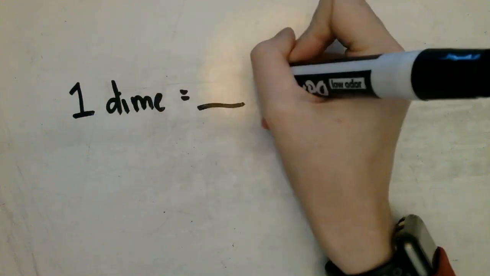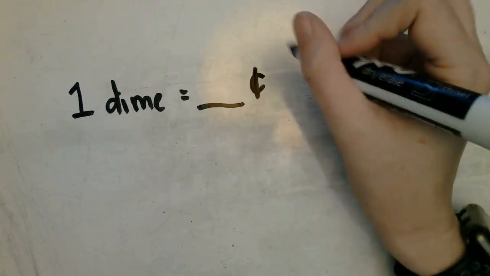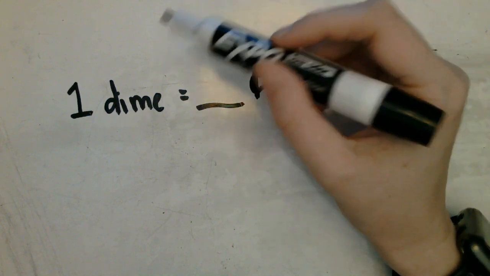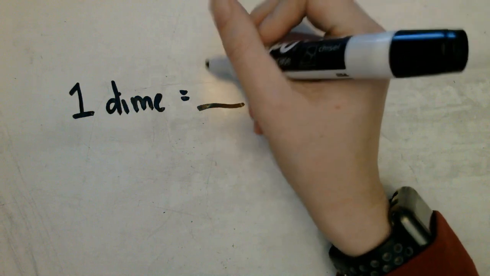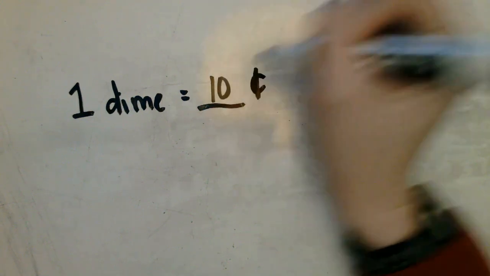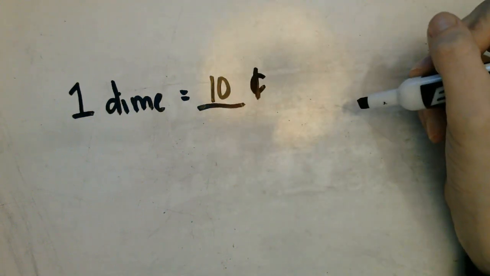Let's practice reviewing some of our money terms. On your whiteboards, write 1 dime equals how many cents? So if we were to think of how many pennies are in 1 dime, we would say there are 10 pennies or 10 cents. Write that number sentence on your whiteboard.